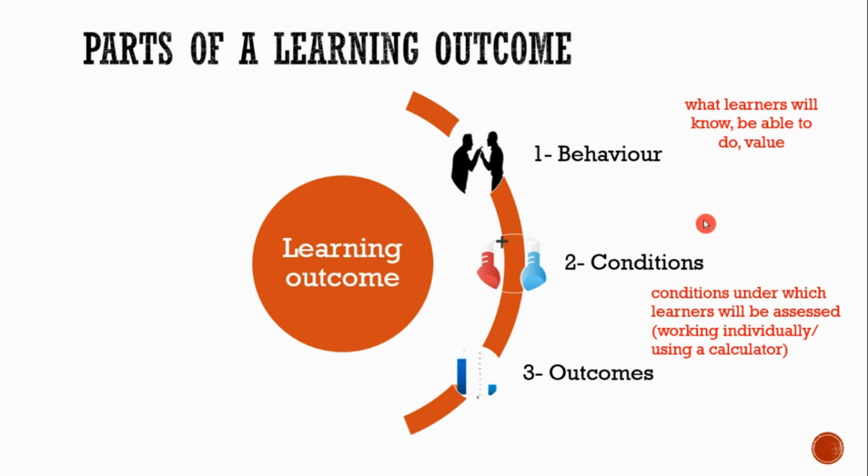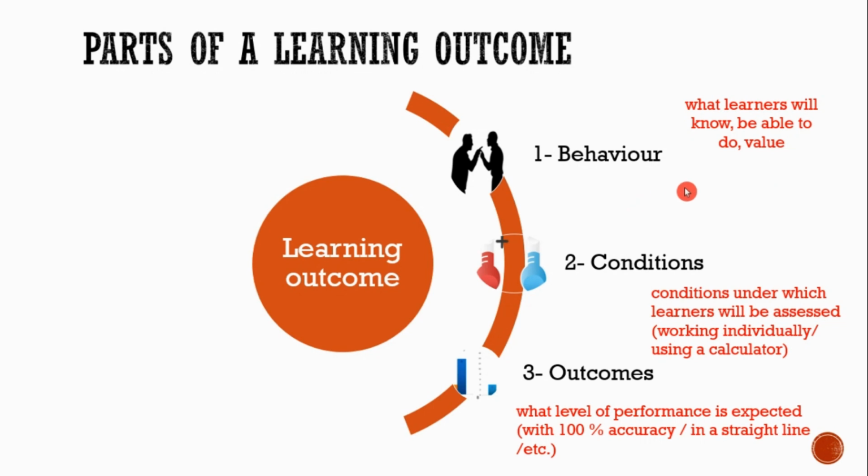And the last bit is the outcome. And of course, when I talk about learning outcomes, what is the outcome at the end of the day? So, what level of performance is expected? Is it 100% or is it, in a straight line, 80%, etc.? So, that constitutes the parts of learning outcomes: behavior, conditions, and outcomes.